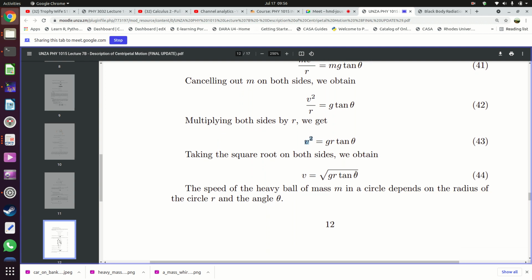Then, since you've got v squared and you're looking for the velocity, you end up having v equals the square root of gr tan theta. So this is what you end up having. When the mass attached to the rope is heavy, the velocity is given by the square root of gr tan theta. Is that clear?